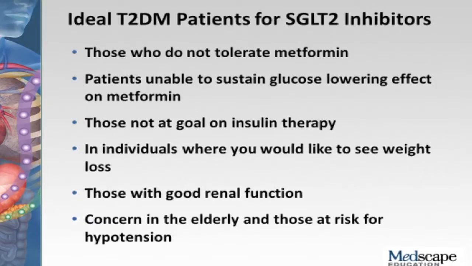So who's the ideal patient for these agents? Again, those who cannot tolerate metformin, patients unable to sustain glucose-lowering effect, those that are not at goal on insulin therapy, in individuals where you'd like to see some weight loss, it's important. There should be a little bit of caution when you're using it in the elderly, and for reasons I'll go into in due course. So if you're using them in monotherapy, how much A1C reduction do you expect to see?